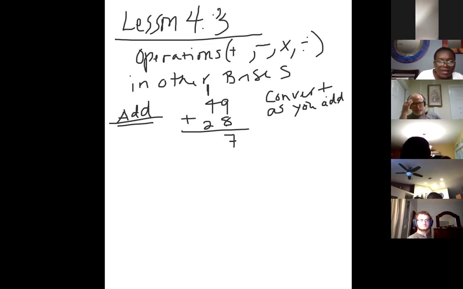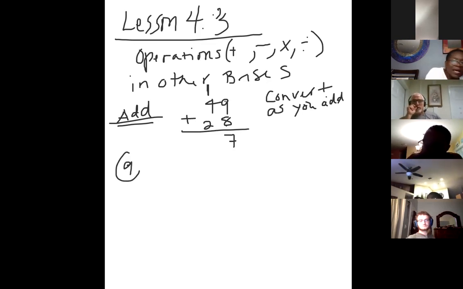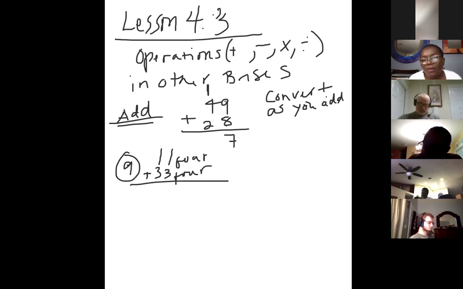And guys, right now I am in quiz number 11. Where are the problems? Okay, this is number 9. I am adding 11 base 4 with 33 base 4. Notice that both of these numbers are in base 4. So when we write the answer, guys, all the digits in the answer must be less than the base. So you can have a 0, 1, 2, 3, and that's it.